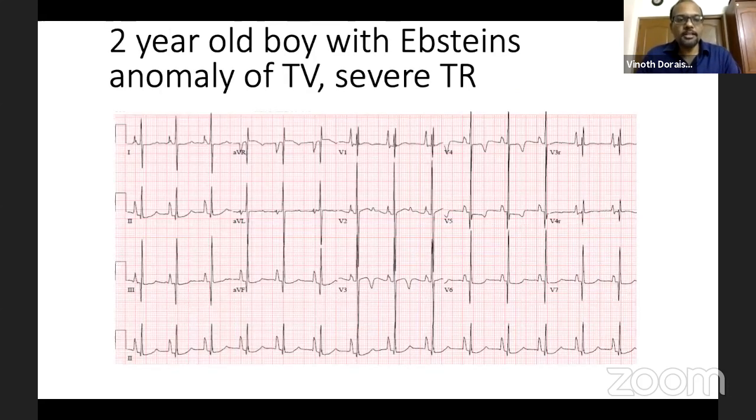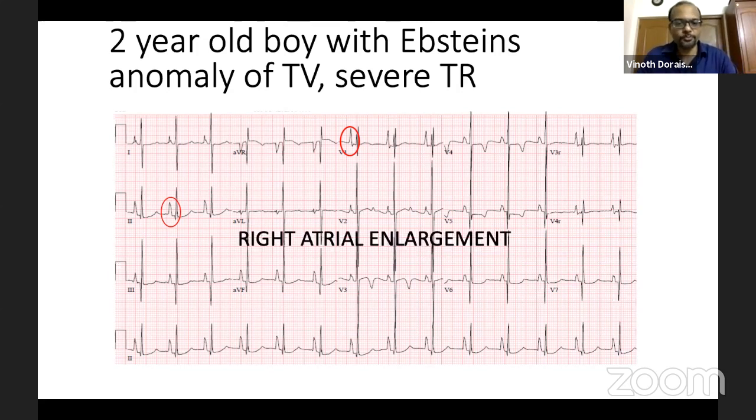Okay, so consider this 2-year-old boy with Epstein's anomaly of the tricuspid valve. You have a severe tricuspid regurgitation. The first thing you can see is very tall peaked P waves in lead 2 and lead V1, which is definitely more than 2.5 millimeters. So this boy has a right atrial enlargement.